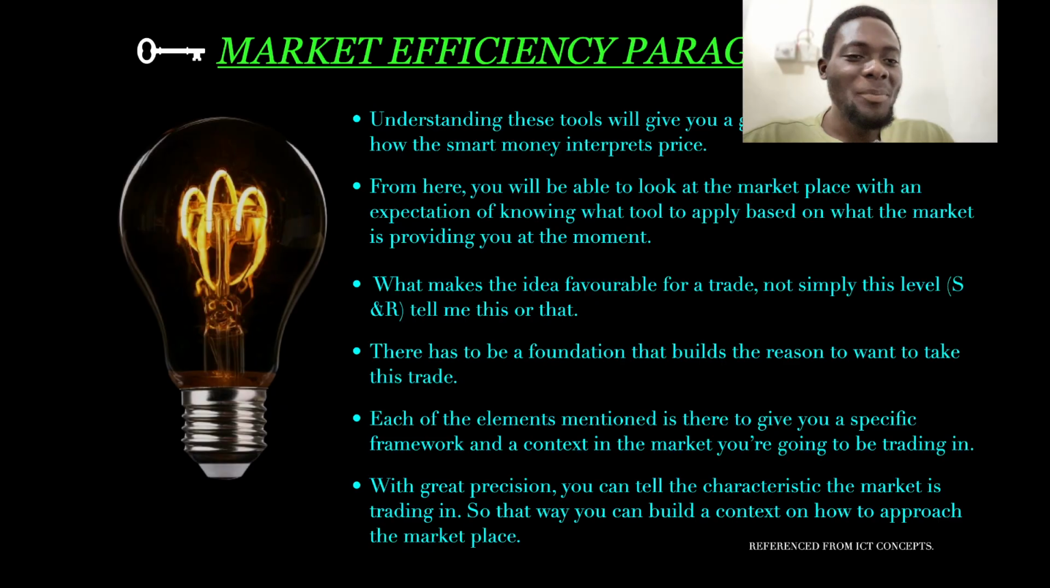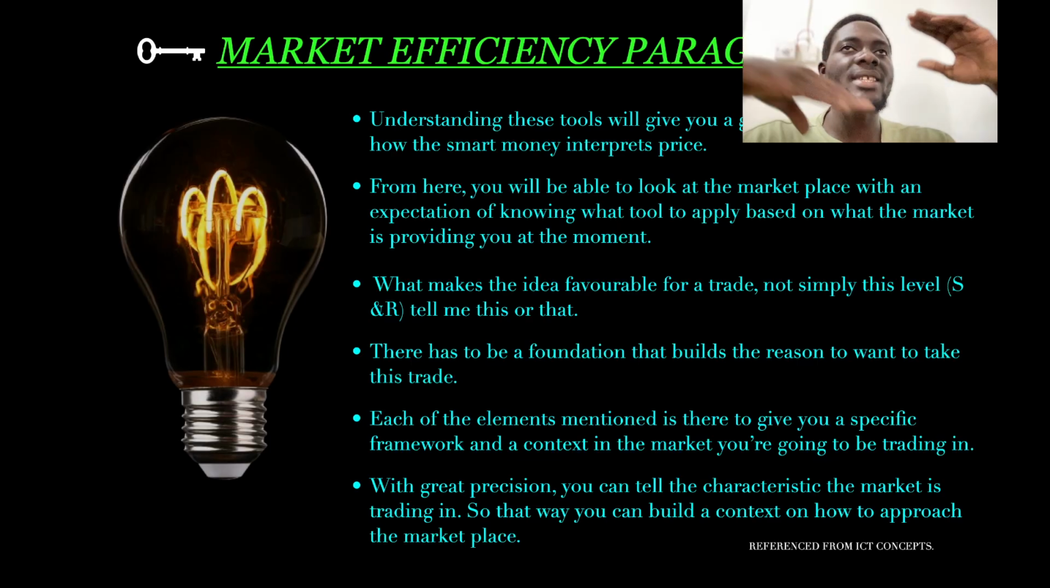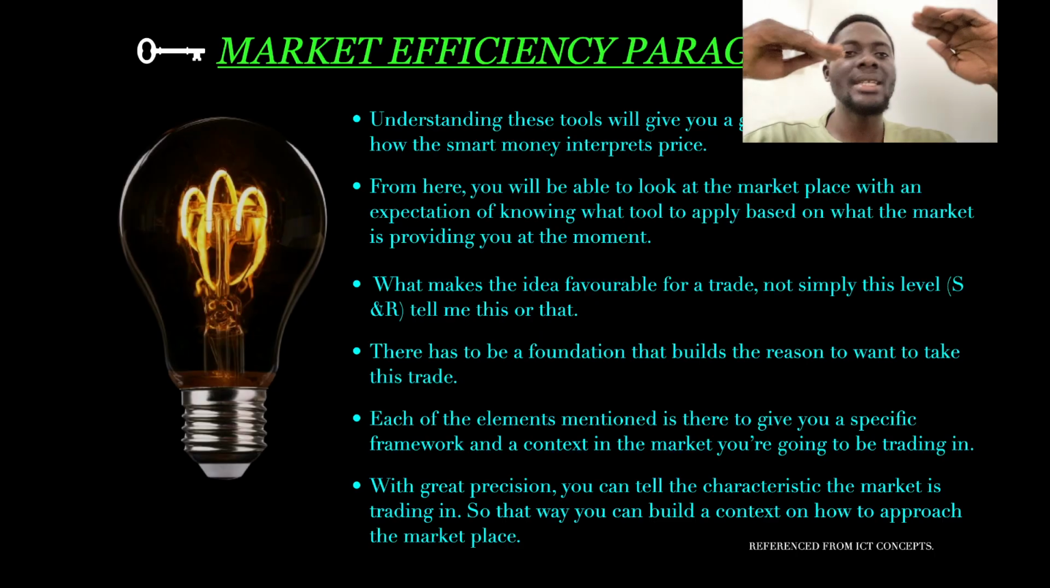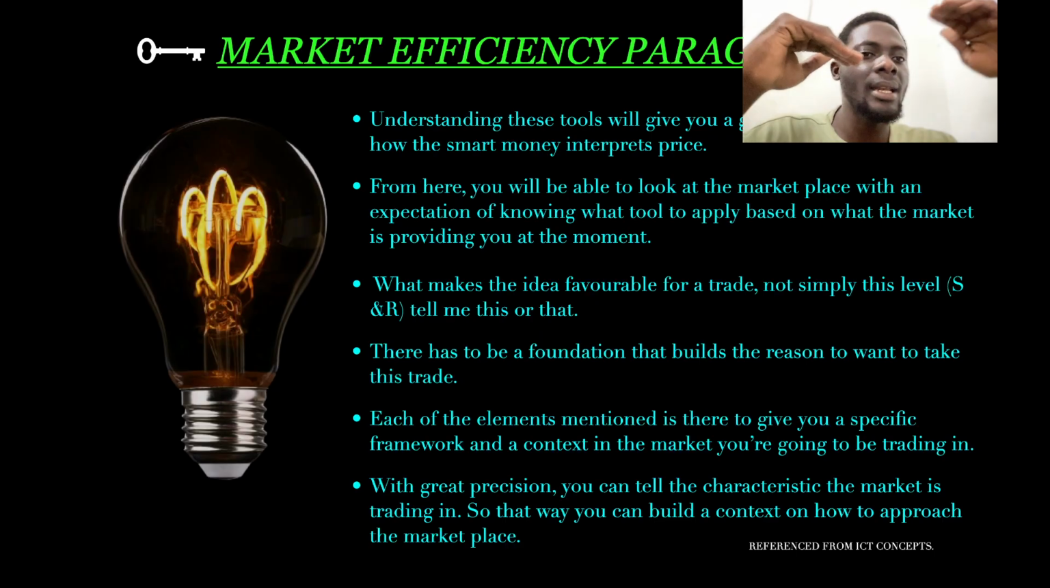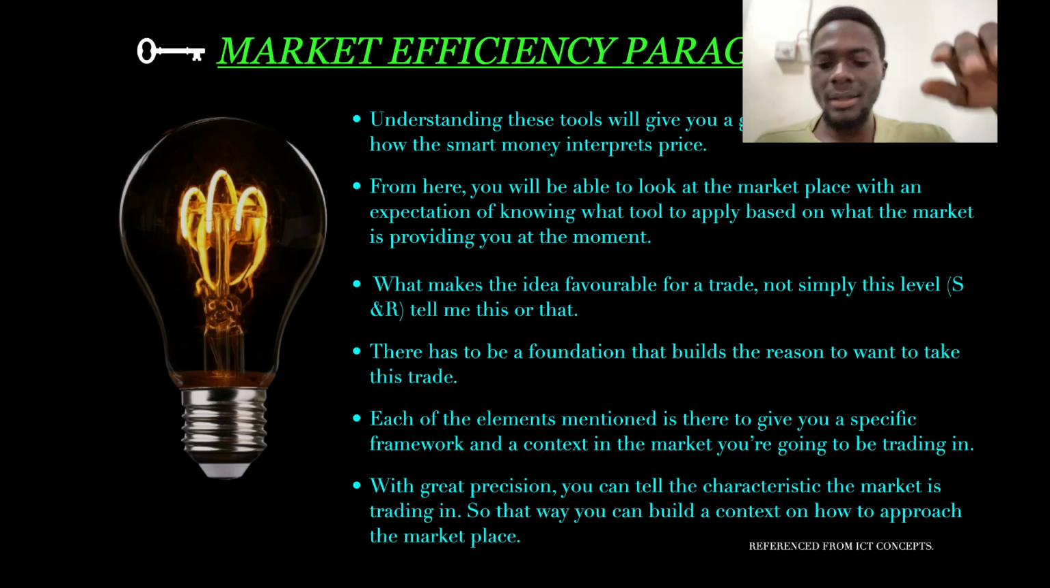So with great precision, you can tell the characteristic the market is trading in. Exactly. So when you see a level of equilibrium, when you see markets bouncing off of a certain level, you can tell the characteristic that the market is in. And then that characteristic can be something like consolidation. You understand? Let's go forward.